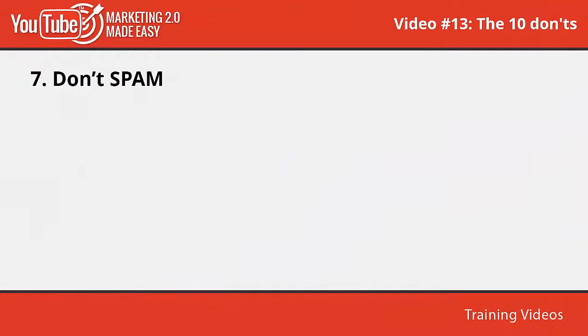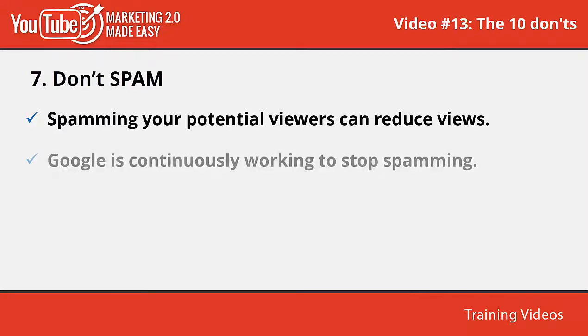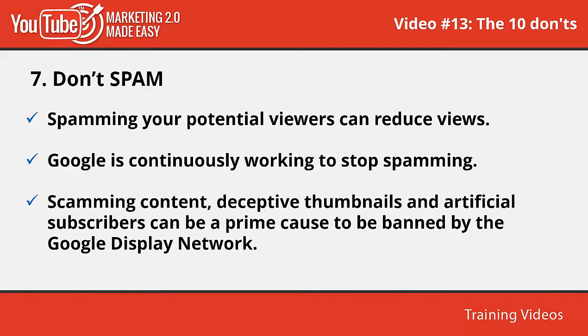7. Don't spam. Spamming your potential viewers can reduce views. It can also decrease your brand credibility. There is a greater probability that viewers will unsubscribe from your channel. Google is continuously working to stop spamming. Spammy content, deceptive thumbnails, and artificial subscribers can be a prime cause to be banned by the Google Display Network.